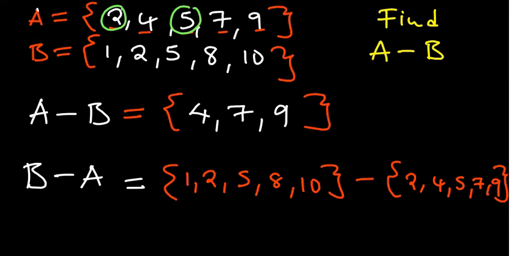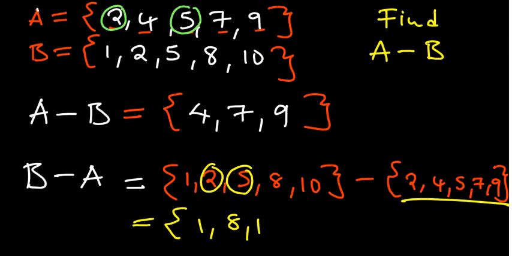We need to make sure that all the elements of A are removed from B. Which are these? 2 and 5. What remains? We have 1, 8, and 10. So B minus A means B without A, or remove the elements of A from B. That's the difference of sets.